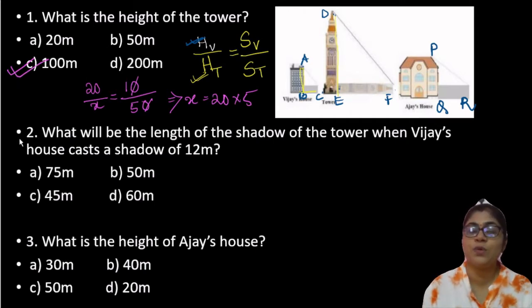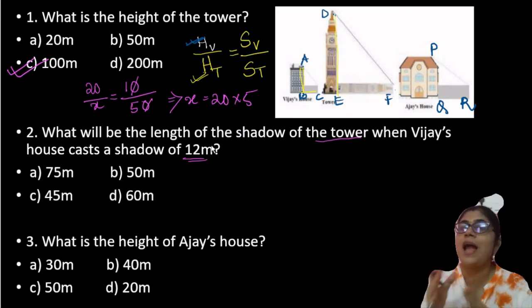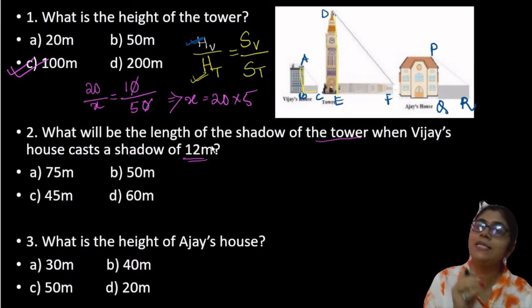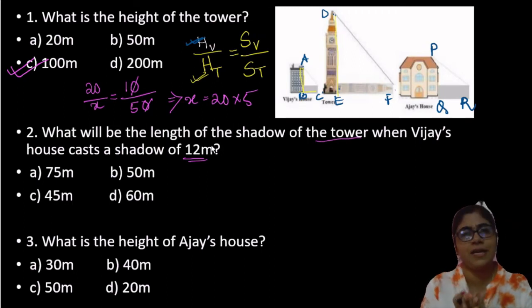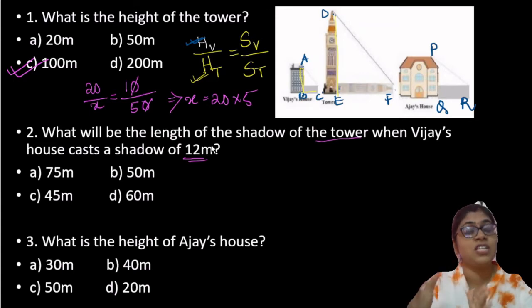Now let's move to question number 2. What will be the length of the shadow of the tower when Vijay's house casts a shadow of 12 meter? So here height of Vijay's house, height of tower and height of Ajay's house is always constant. Whatever may be the time, the height is constant. But the length of the shadow may differ from time to time.